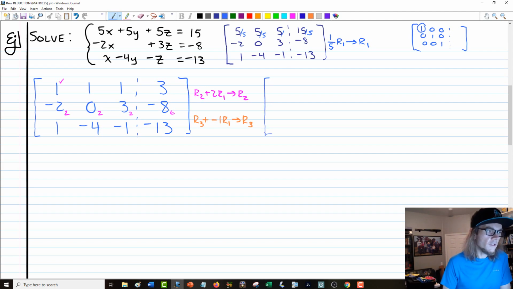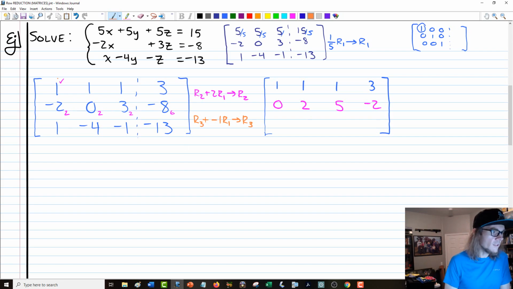So when I combine all this together, when I actually execute this, of course, 1, 1, 1, 3 is still our first row. But our second row is going to be 0, 2, 5, and -2. So that's from adding those numbers together. I'll repeat the same thing but with the third row.